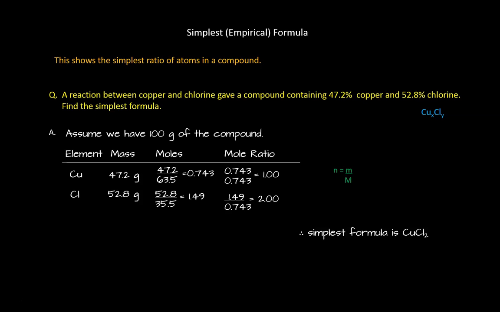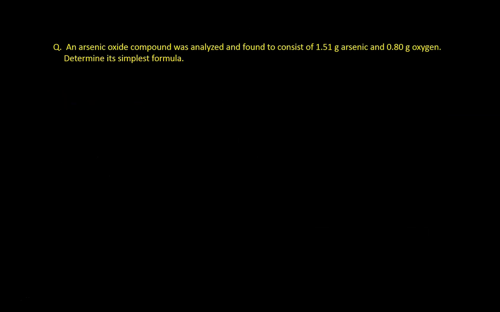There may be some cases, however, in which numbers like the 2 here will not be a whole number. It may be 2 1/4, 2 1/2, or 2 1/3. This can happen. I'll show how to deal with this now by doing one more example, which has a slightly different question. An arsenic compound was analyzed and found to consist of 1.51 grams of arsenic and 0.80 grams of oxygen. Determine its simplest formula. Notice here that we're not given percentages, but the actual masses of the elements in grams. You may see a problem like this. This time, no assumption of 100 grams is needed because the question already gives us the masses.